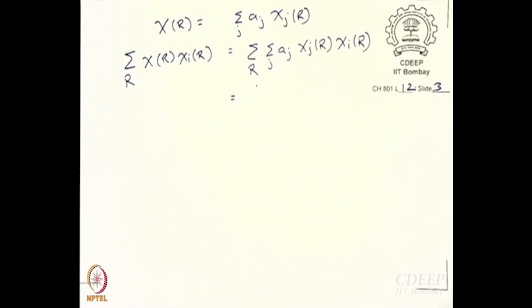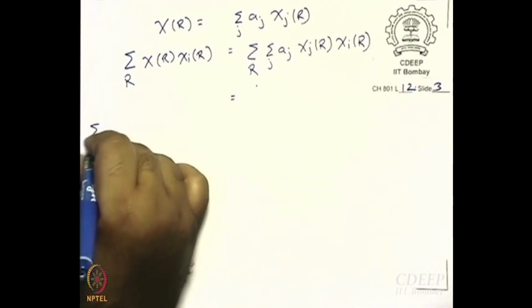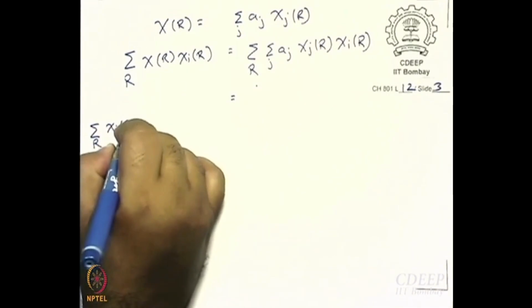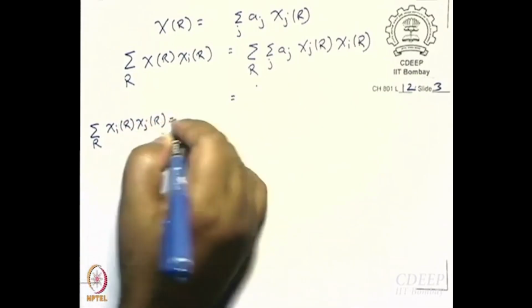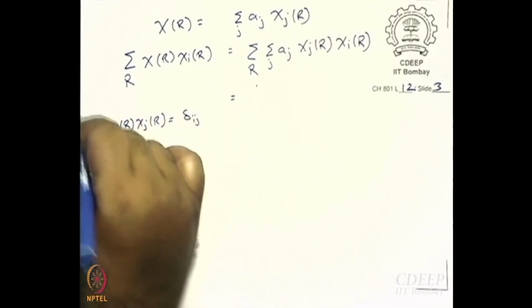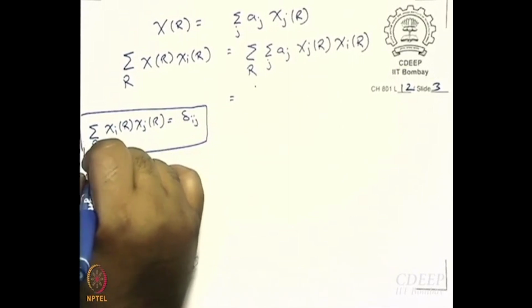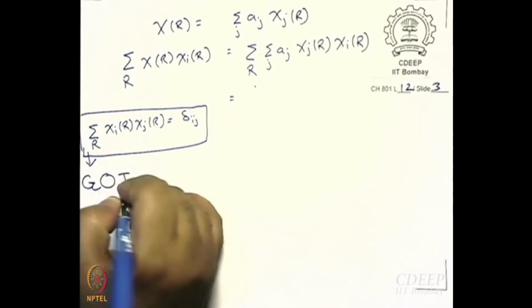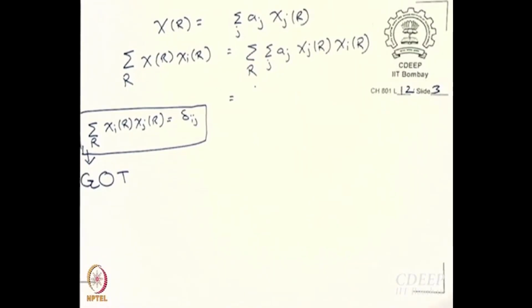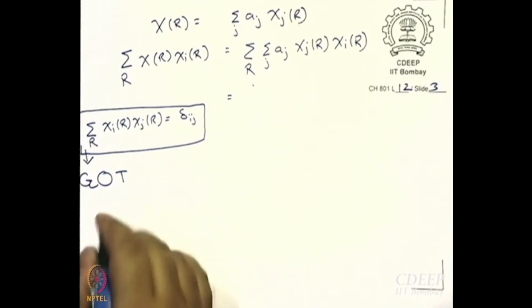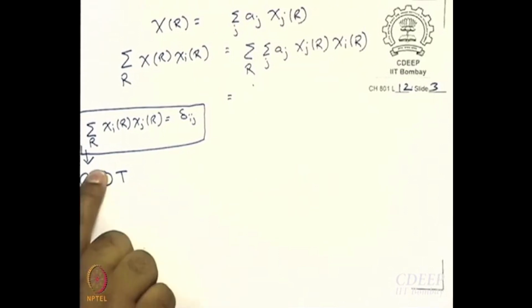What does the great orthogonality theorem tell us? Does it not say sum over R chi I of R chi j of R equal to delta ij? Is this not a consequence of the theorem? Do not insert an A before the T. What happens if you insert an A before the T? Instead of a theorem, you get an animal, right? So great orthogonality theorem tells us this, right? Right or wrong? Right, isn't it?